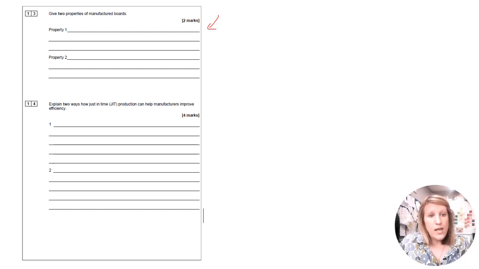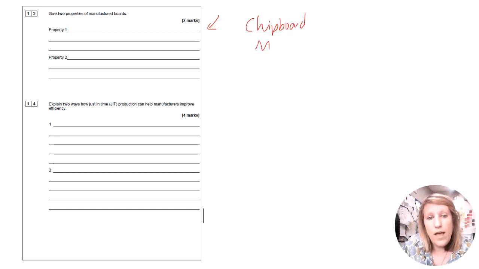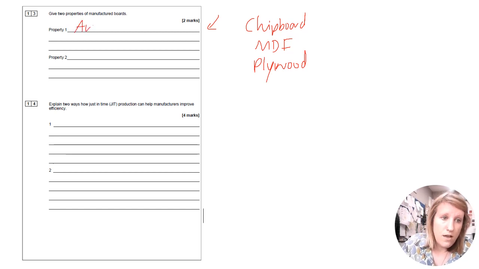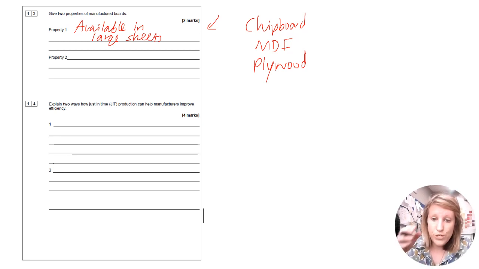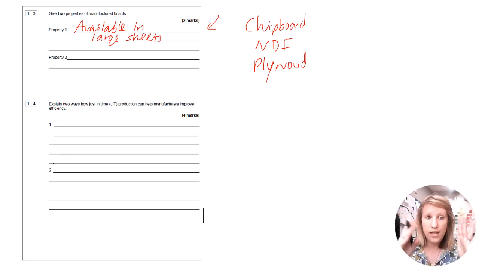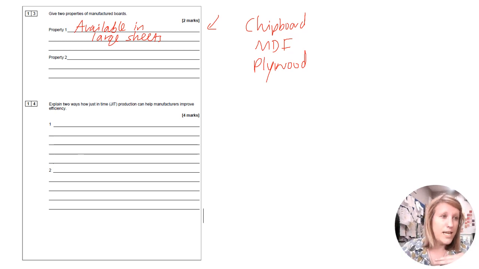So manufactured boards. Name the 3 manufactured boards that you need to know about. You've got chipboard, you've got MDF, and you've got our favourite in the department, plywood. Okay, so 2 properties of manufactured boards that make them really useful is they are available in large sheets. In contrast to something like a piece of pine, you are obviously restricted by the size of the trunk of the tree, but with plywood, chipboard and MDF you can get massive, great big sheets, which makes it really good for things like construction, building, large pieces of furniture, flat pack furniture, all that sort of stuff.